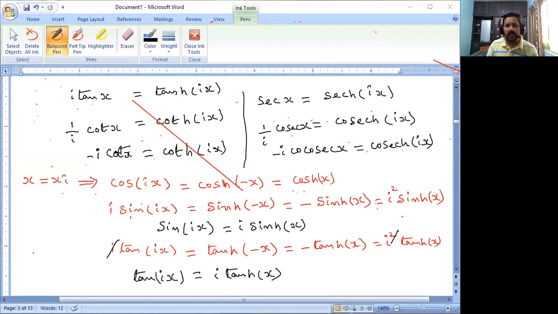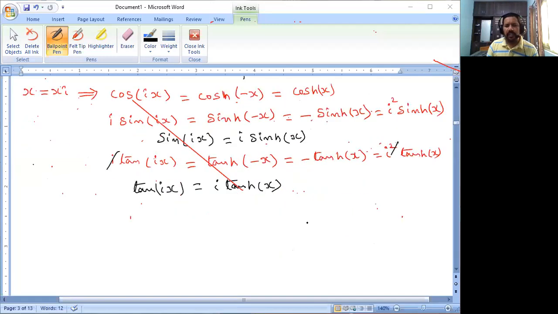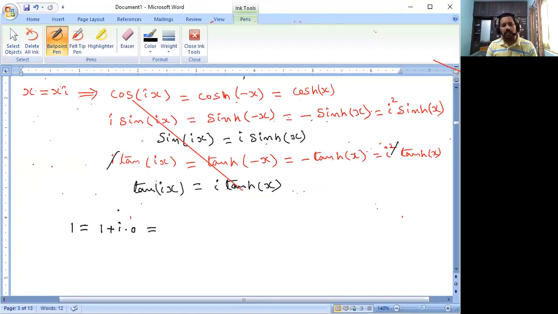Next concept. So listen carefully. Suppose the number is 1. How to write it as a complex number? 1 plus i into 0. Now this is converting to polar form. 1 means cos 0 degrees or cos 2 pi also we can write. Now I am writing cos 2 pi plus i sin 2 pi. This is converted into Euler's form, that is e power i 2 pi.